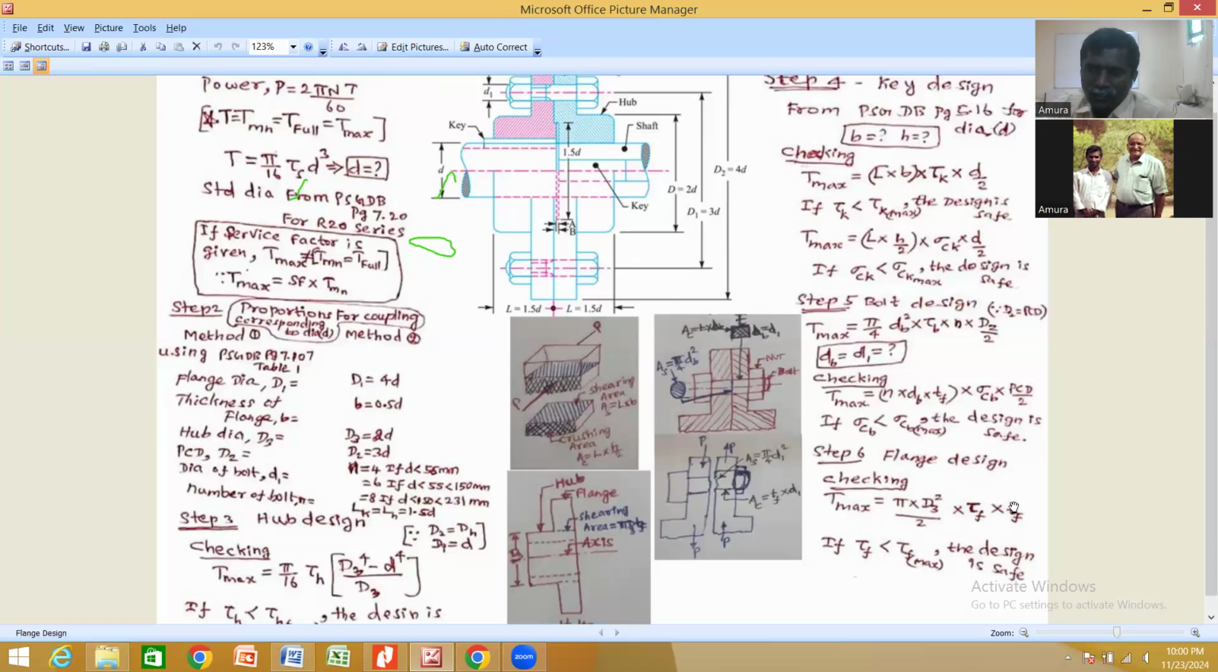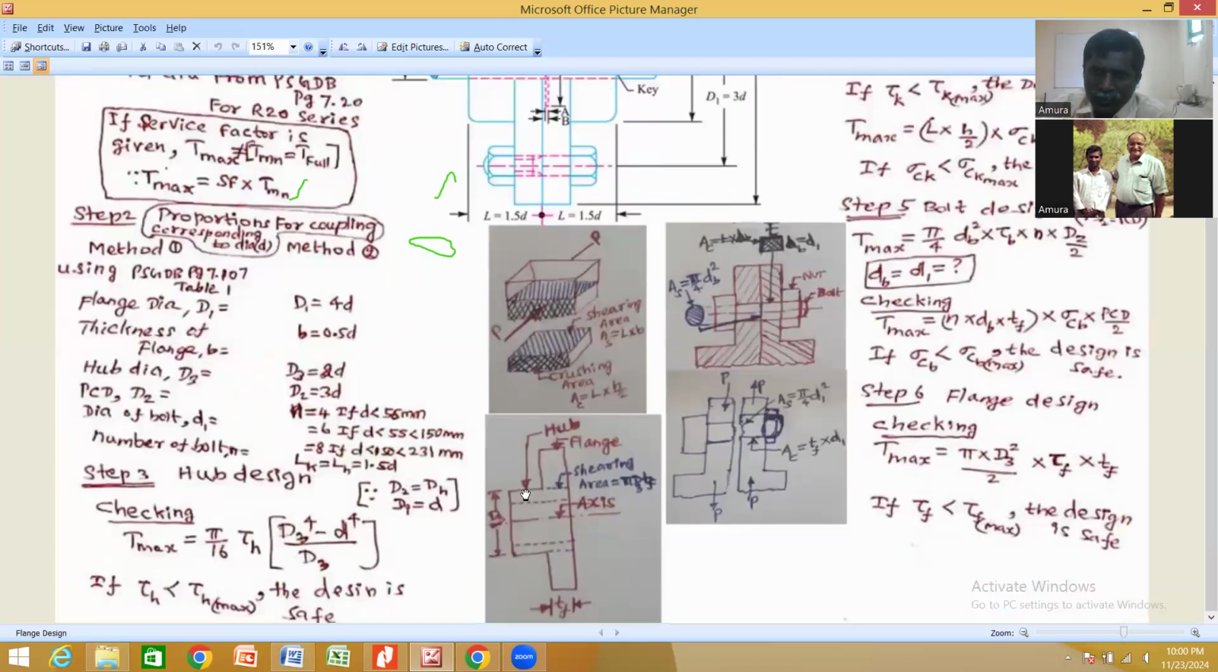So now we can raise a question: how did I get this? That area which was given here, pi by 2 into D3 squared. So we will confirm it. If you see this diagram, this was actually the flange and hub setup. If you see this hub portion, there was a shearing failure. So the shearing failure is going to be on the surface area of the particular hub where the hub and flange are joining.